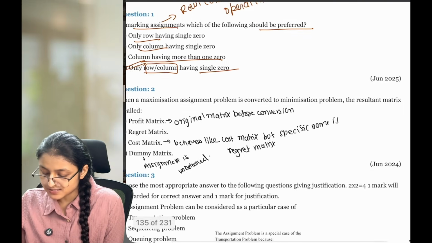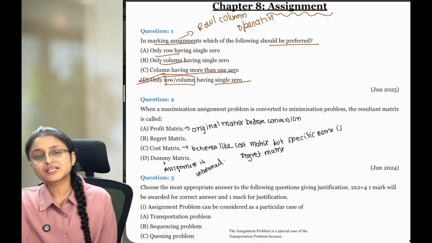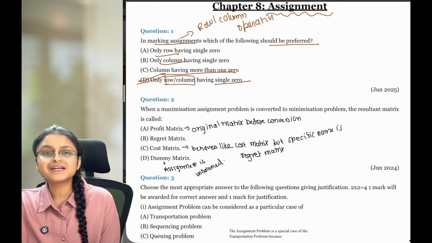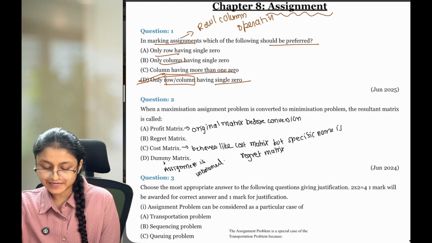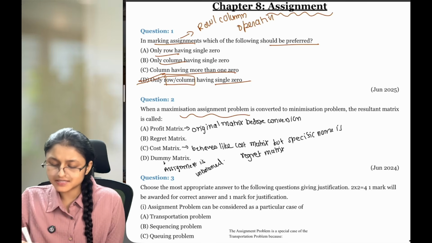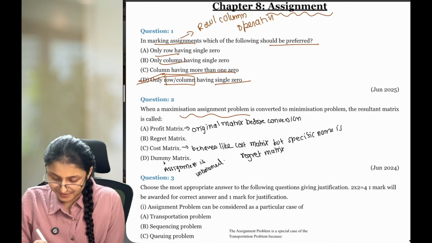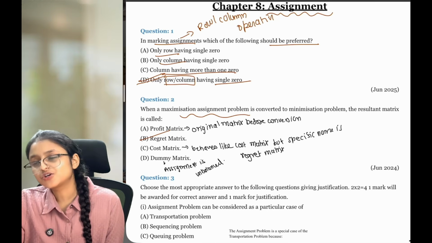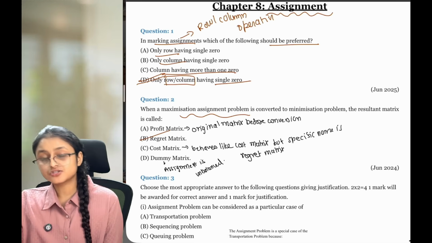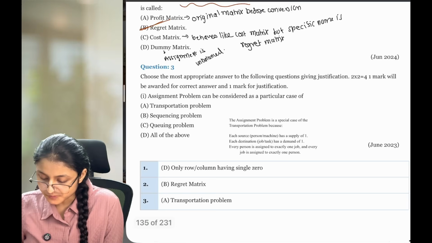When a maximization assignment problem is converted to minimization problem. So we do this whenever the question is providing us the maximization problem, we first have to convert it to minimization. The resultant matrix is called, we call it as profit matrix, regret matrix, cost matrix or dummy matrix. So profit matrix is the maximization assignment problem which was given to you. After conversion it becomes regret matrix. Okay? Even if we call it as cost matrix also, loss matrix also, but the correct name of your maximization converted to minimization is the regret matrix. Okay? Chalo. Choose the most appropriate answer.